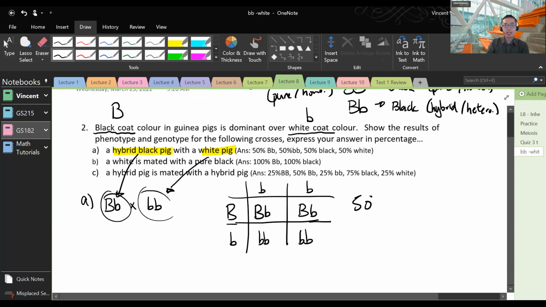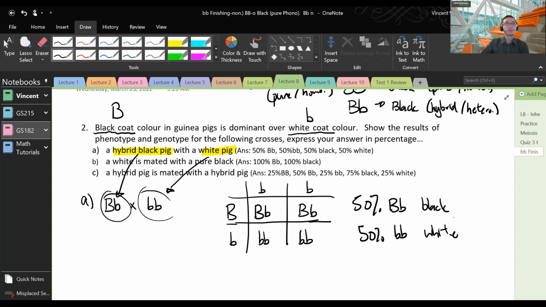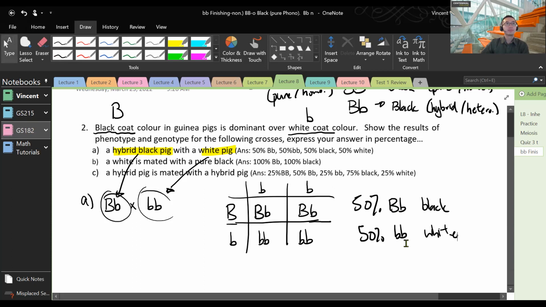So 50% will be big B, small b, and 50% will be small b, small b. That means half of the pigs should be black and the other half should be white. Does that answer your question? Okay, so you can try the other two.